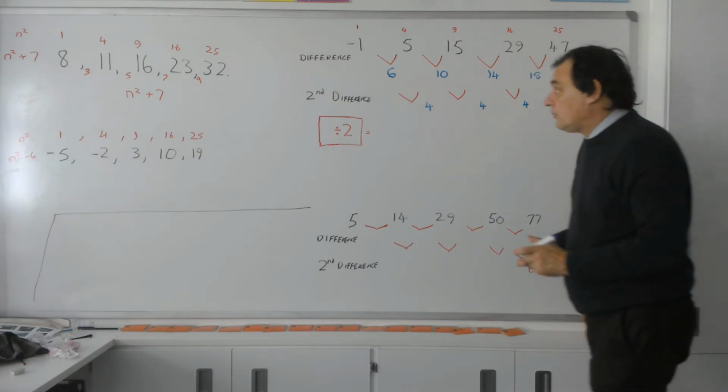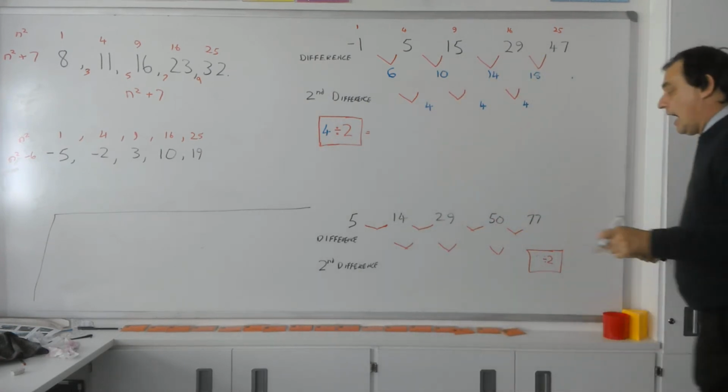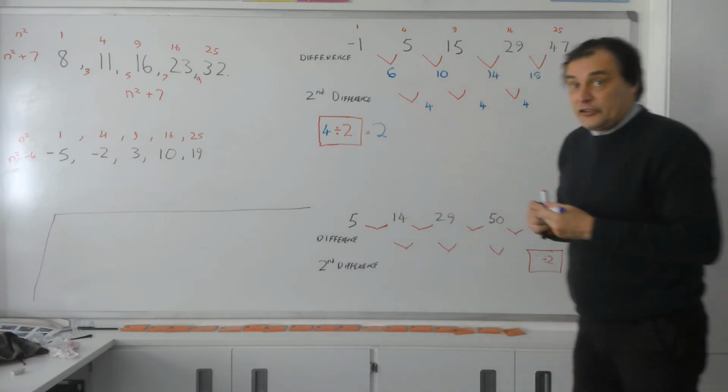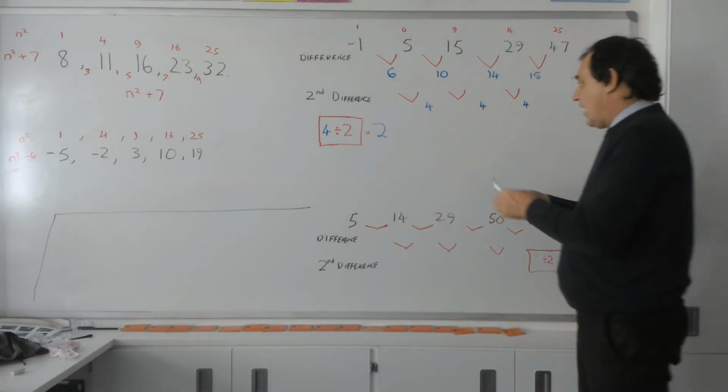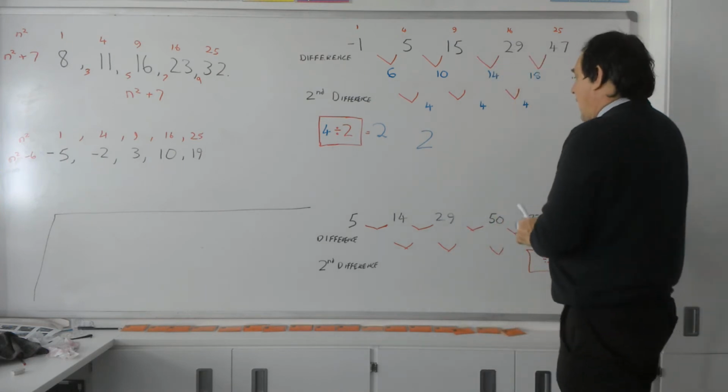What I do now is I take my second difference of 4, which I've worked out along here, and I'm going to divide it by 2. And that gives me 2. The answer to this now means that I've got a sequence with 2n squared.